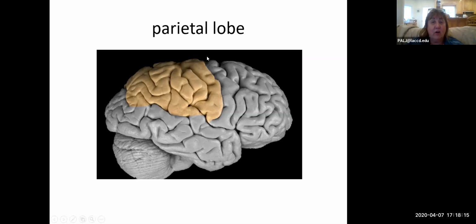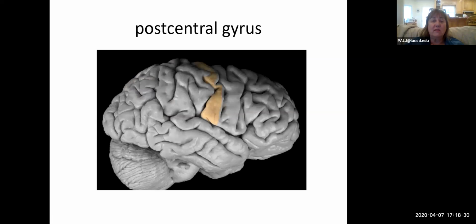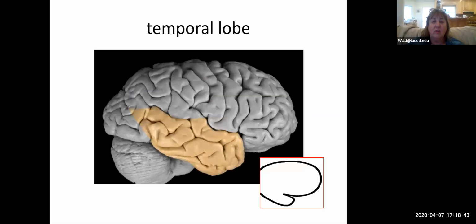But just like the frontal lobe where we had to learn one gyrus, we have to learn a gyrus in the parietal lobe. But for that, we're going to go back to the central sulcus. And now we're going to look at the very first gyrus, the most anterior gyrus. And that is called the postcentral gyrus because it's posterior to the central sulcus. So that's it for the parietal lobe.